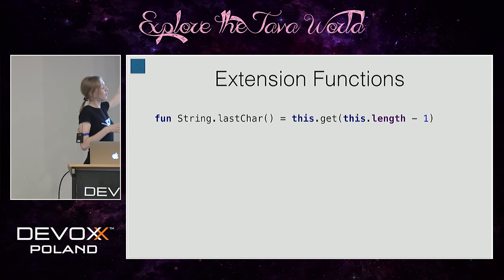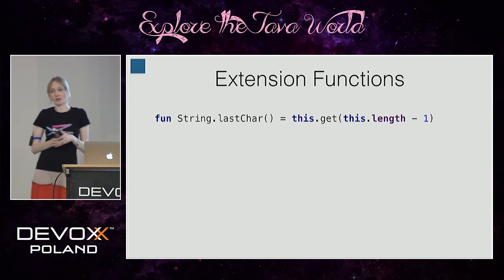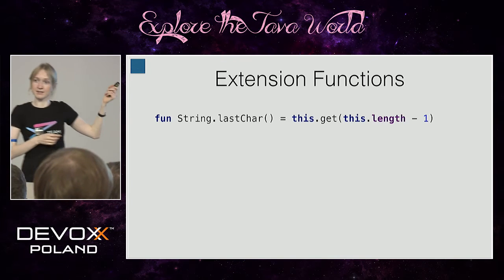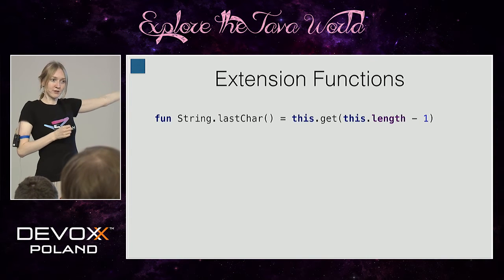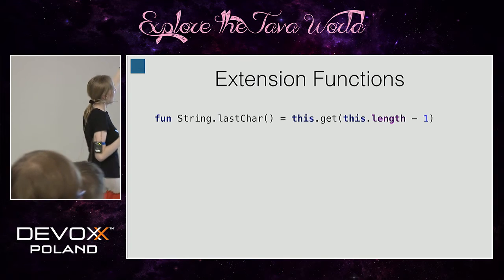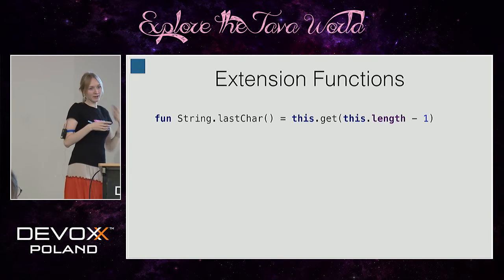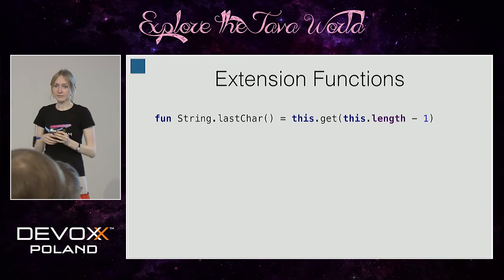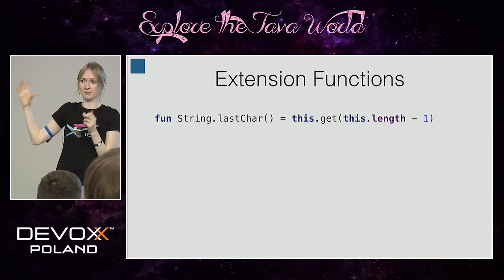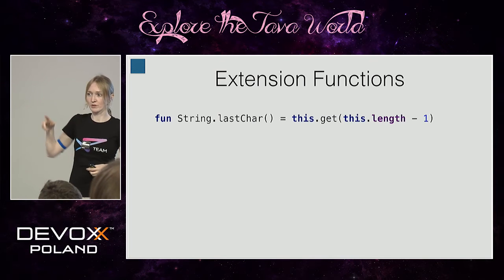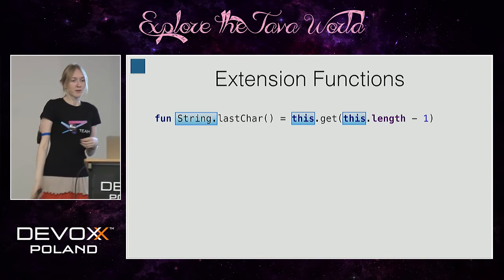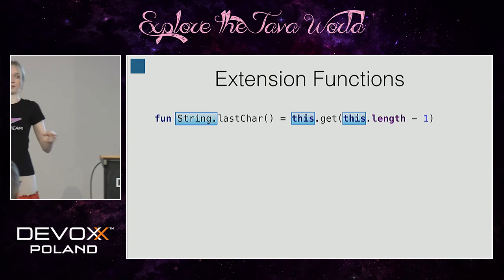For example, we miss this lastChar function. In Kotlin, we can add it as an extension function, and here is the syntax. The fun keyword defines a new function in Kotlin, so it's indeed lots of fun. In the body of this method, you can use an equals sign if your function returns a simple expression, like in this case. You do not have to use curly brackets and write return. And in this case, this refers to the string receiver.